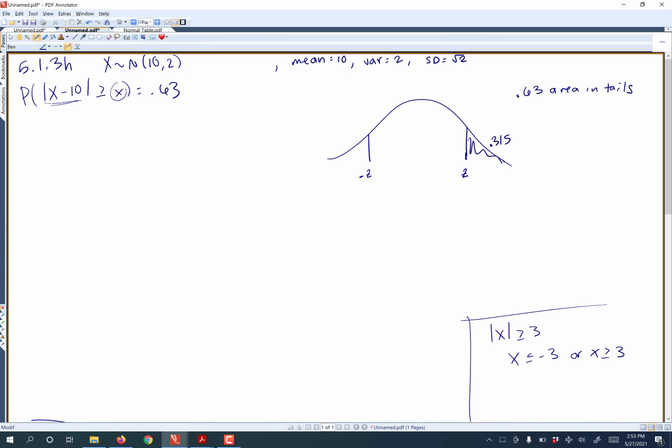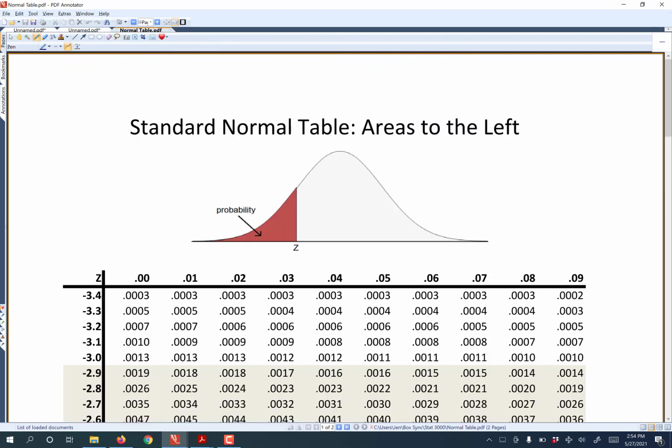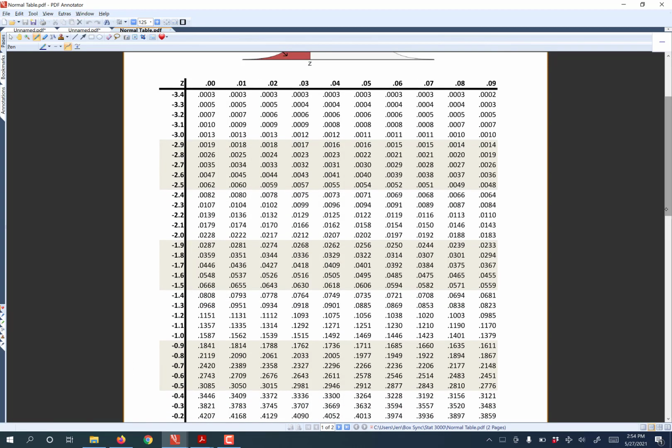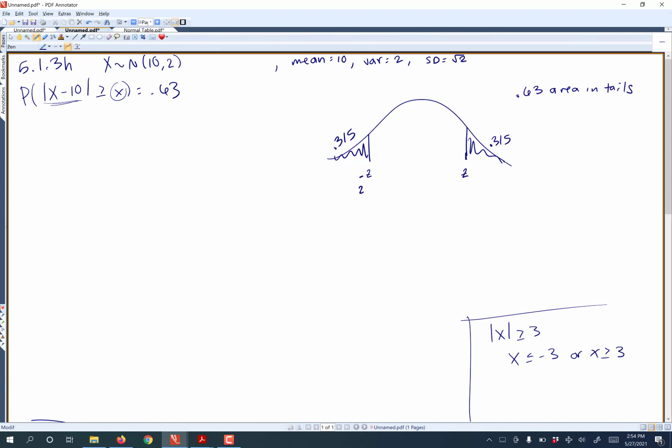So if I want 0.63 area in the tails, I would divide this by 2 and I'd get 0.315 area in the right tail, 0.315 area in the left tail. And if I was to look up a z value, because I already have the probability, I'm working backwards, so I'm looking for a z value with 0.315 area in the left tail. It looks like the closest I can get here is negative 0.48. So we can have z equals negative 0.48, or a positive z value of z equals 0.48. So basically we figured out the z value that will give you 0.63 area in both tails will be 0.48.